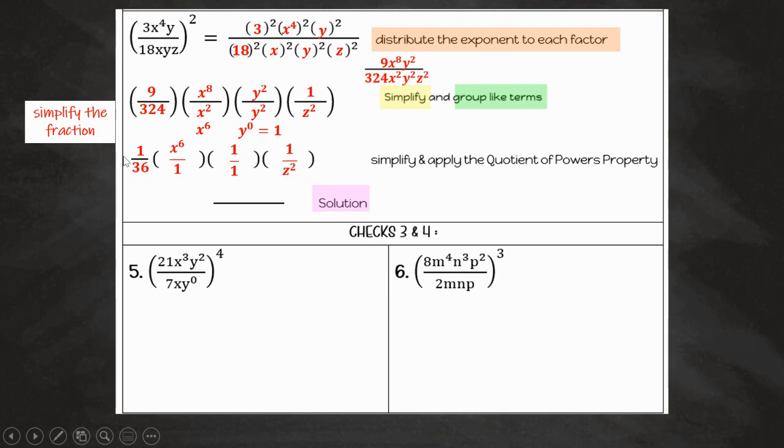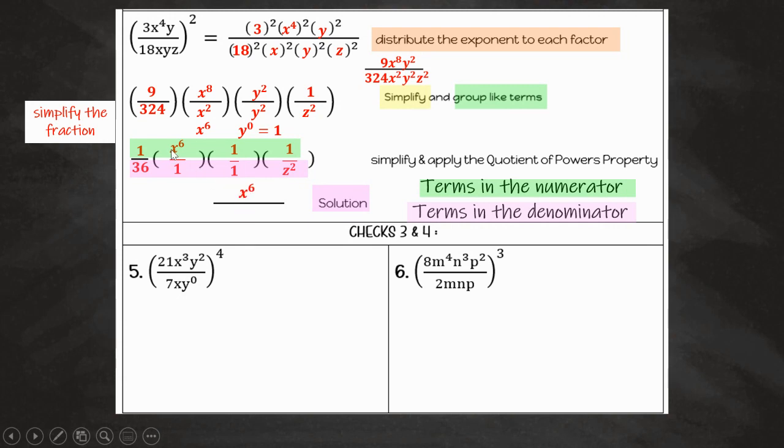Now, you may be asking, why did I rewrite these all as fractions? Well, I wrote them all as fractions because all of our numerators need to stay in the numerator, and all of our denominators must remain in the denominator. So if we keep them as fractions, it's easier to multiply across or know where everything belongs. So our x to the power of 6 remains up top in our numerator. And then we have 36z squared in our denominator. And that's our final answer.